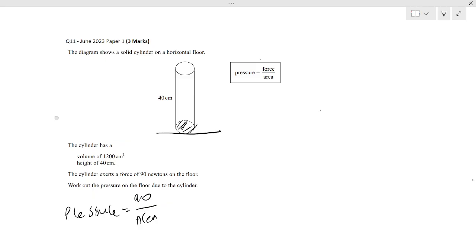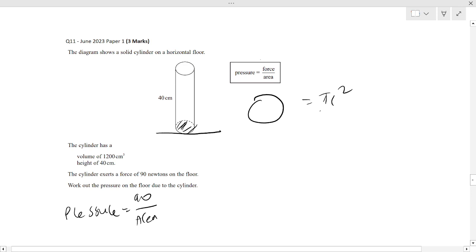Okay. So we're going to want the area of this circle here at the bottom, but the area is just going to be pi r squared, isn't it? That's the area of a circle. So we need the radius, don't we? But we're not given the radius, but we are given volume and height. Okay, let's work with that then.